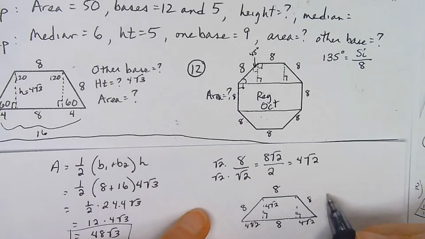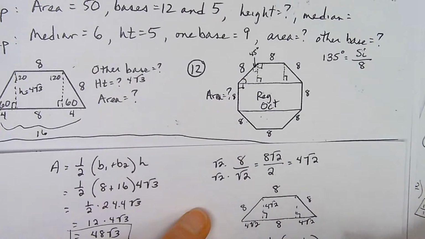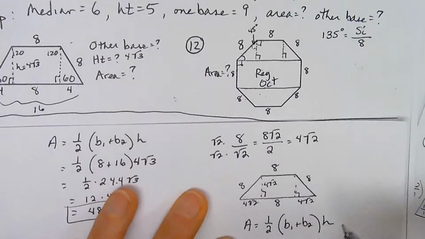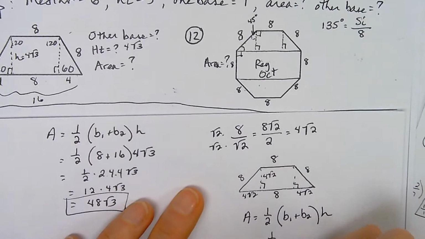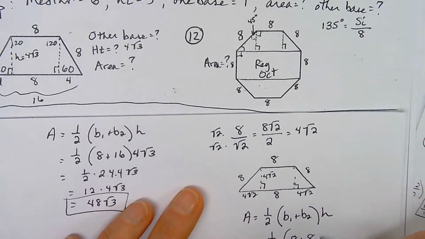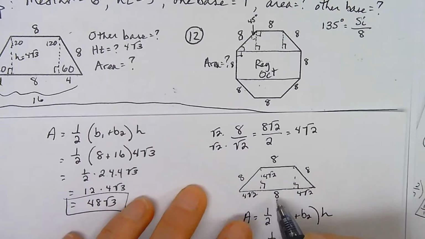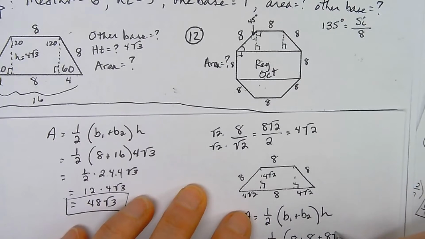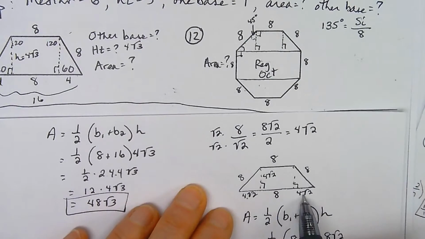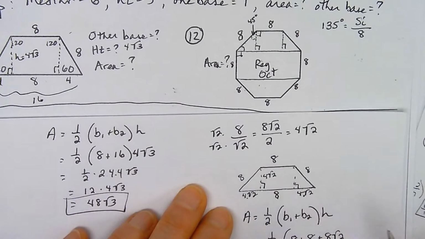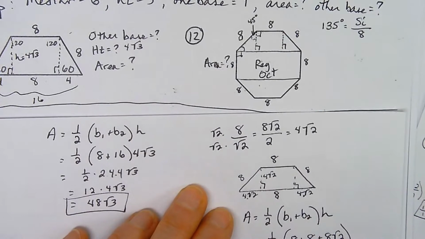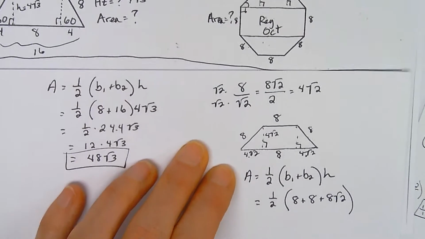And we can find the area of this trapezoid. The area of the trapezoid equals 1/2 of base 1 plus base 2 times the height. That's 1/2 of 8 plus, now this is the second base, 8 plus 8 rad 2. I just added up that plus that to get 8 rad 2 plus 8.